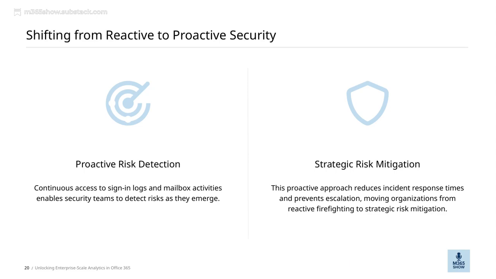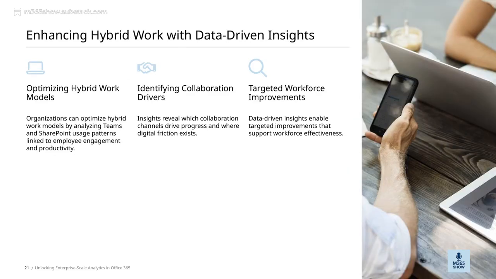Now, let's talk about how data-driven insights can really help us make targeted improvements that boost workforce effectiveness. By analyzing the data, we can identify exactly what's working well and where there might be digital friction that's holding us back. This means we can see which collaboration channels, like Teams or SharePoint, are actually driving progress and engaging employees. Understanding these drivers allows us to refine our tools and processes, making collaboration more efficient and effective.